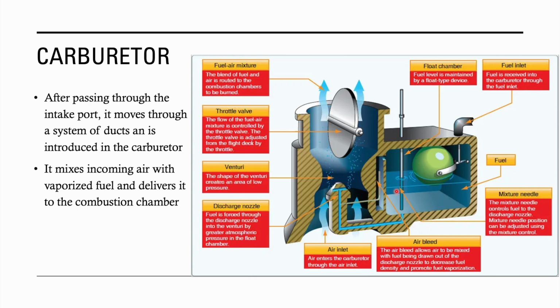So from there, you have a discharge nozzle right here, which is allowing vaporized fuel inside the throttle valve right here. So what happens is whenever you add throttle, you open the throttle valve. That allows more air to be drawn in through this air inlet.